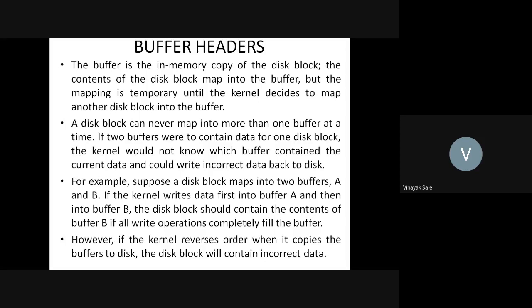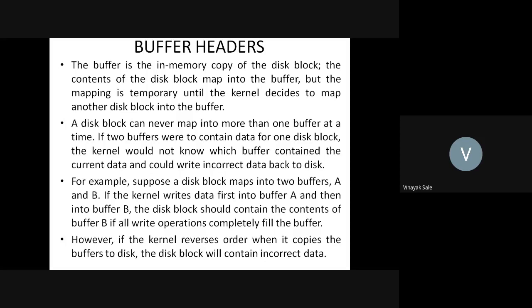So the buffer in memory holds a copy of the disk block, and the contents of the disk block map to the buffer, but this mapping is temporary until the kernel decides to map another disk block into that buffer. A disk block can never map into more than one buffer at a time. If two buffers contained data for one disk block, the kernel would not know which buffer contains the correct data and could write incorrect data back to the disk.